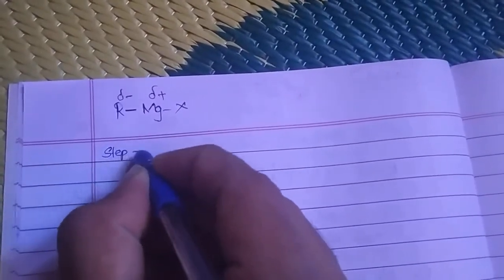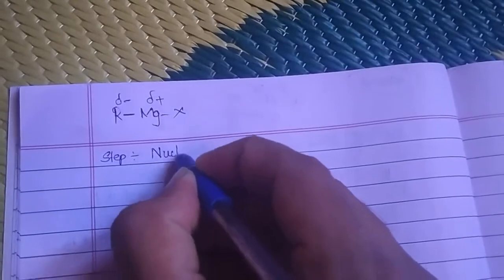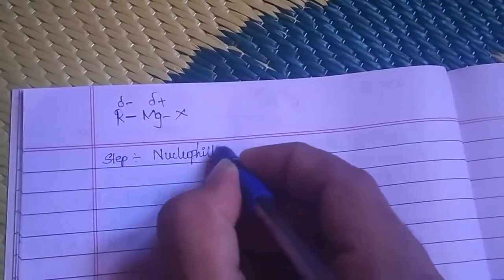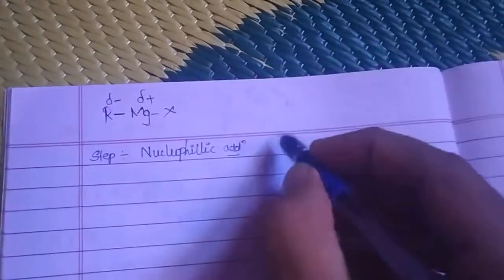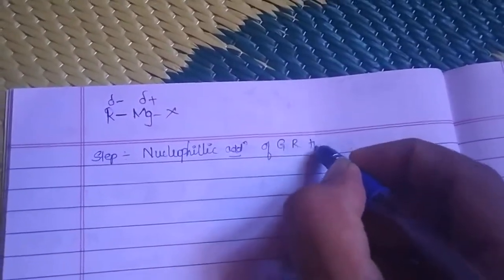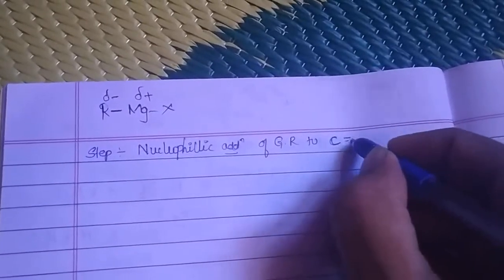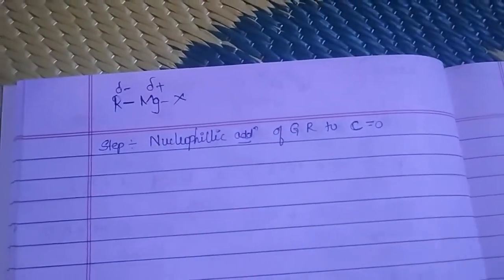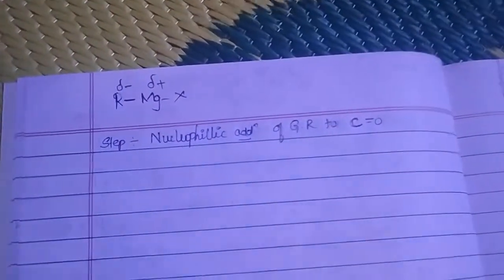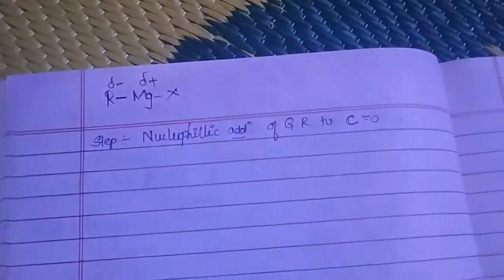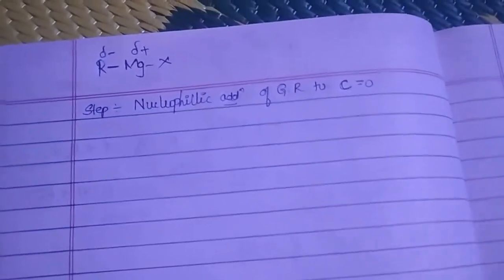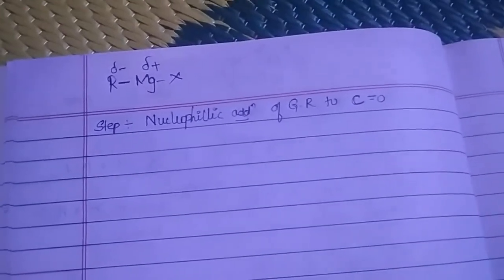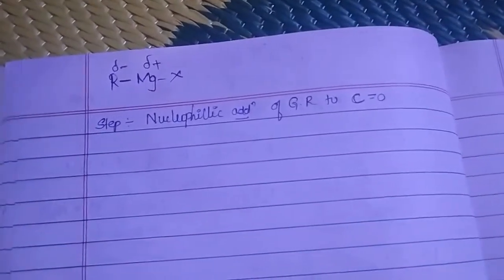In this reaction, the first step involves nucleophilic addition. I repeat, the first step is the nucleophilic addition of your Grignard reagent to the carbonyl group of our aldehydes or ketones. When it happens, it first of all forms an adduct. Once you have got the adduct, by acid hydrolysis we will be getting our corresponding alcohols. This is the major thing one has to know when dealing with the Grignard reagent.